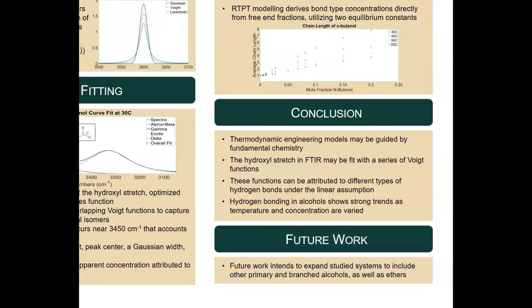In conclusion, fundamental chemistry, through spectroscopy, may guide thermodynamic model parameters by fitting the hydroxyl stretch in FTIR with a series of Voigt functions. These Voigt functions are attributed to different types of hydrogen bonding through Veytsman's theory. And hydrogen bonding in alcohols has strong trends as temperature and concentration are varied.